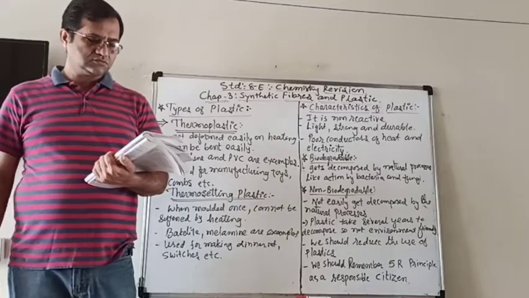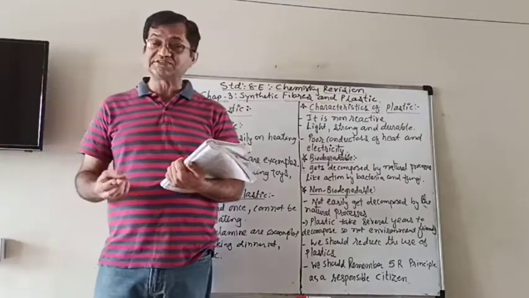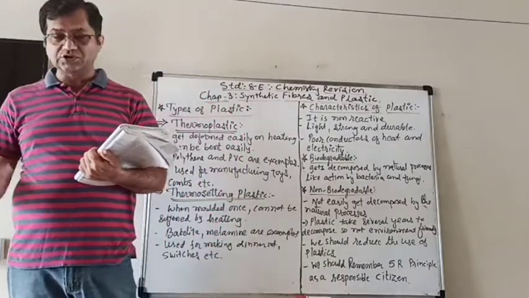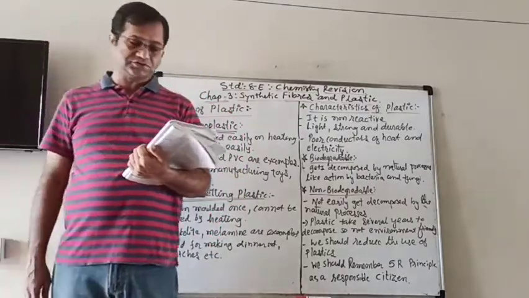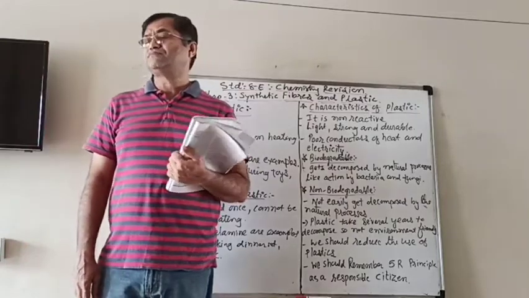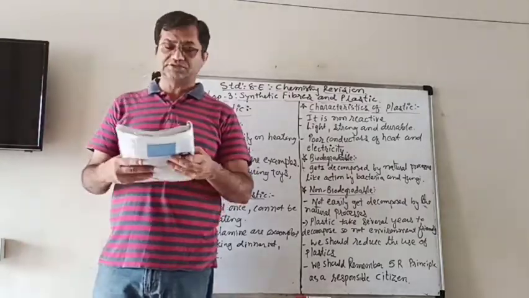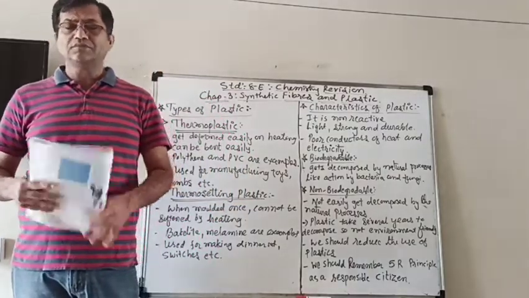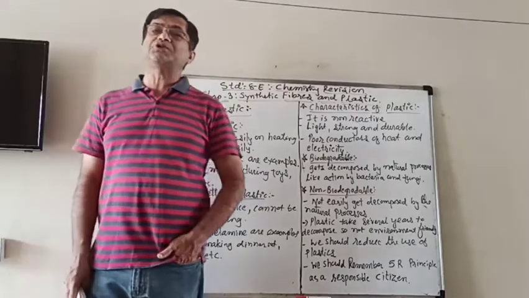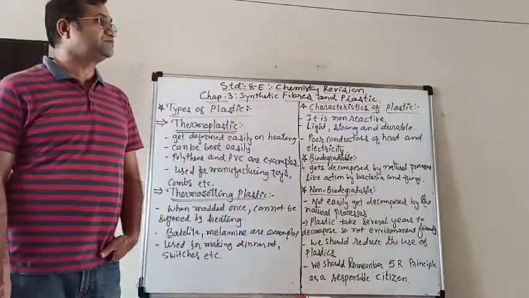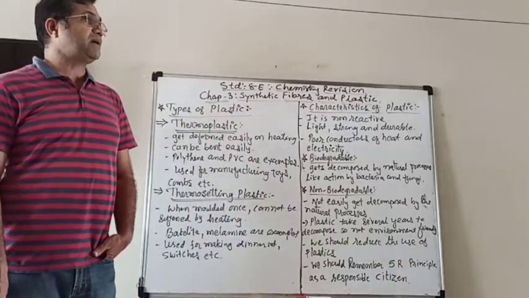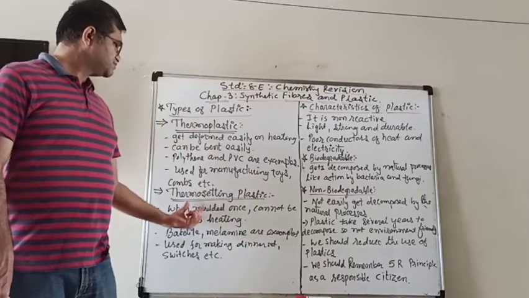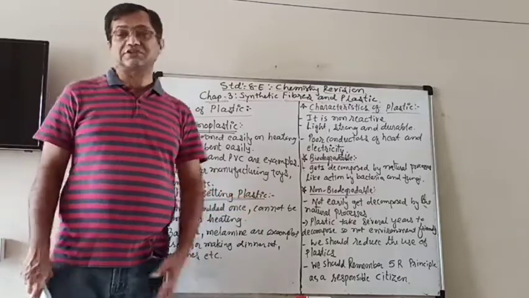It is also recycled, reused, colored, and easily rolled into sheets or wires, and therefore there is a variety of uses of plastic. Now there are two types of plastics available, and the main two types are thermoplastic and thermosetting plastic.